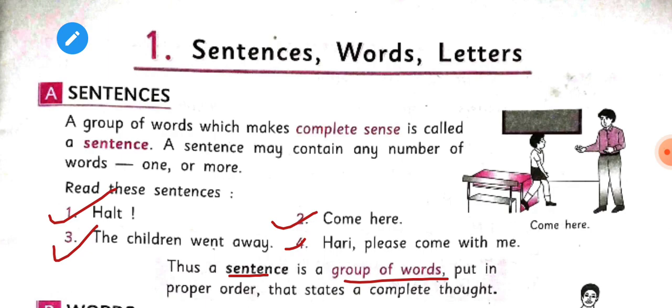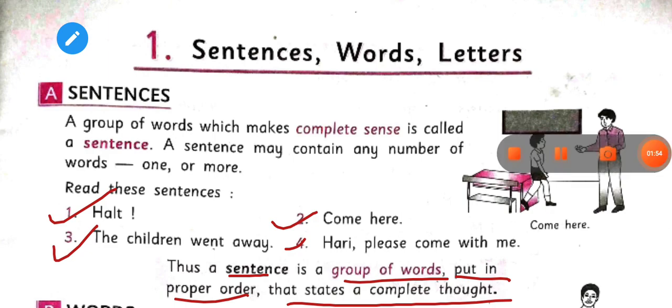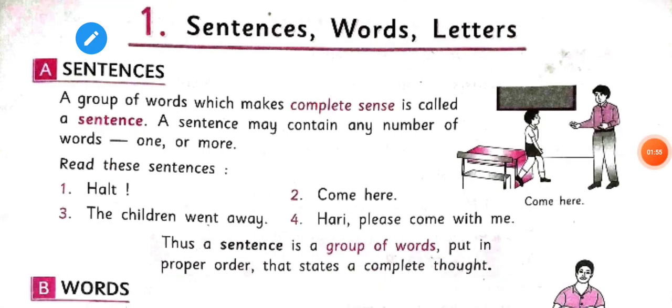What is a sentence? A sentence is a group of words put in proper order that states a complete thought. Children, in a sentence, it is also necessary that the words of the sentence should be put in proper order, and then after they can state a complete thought.